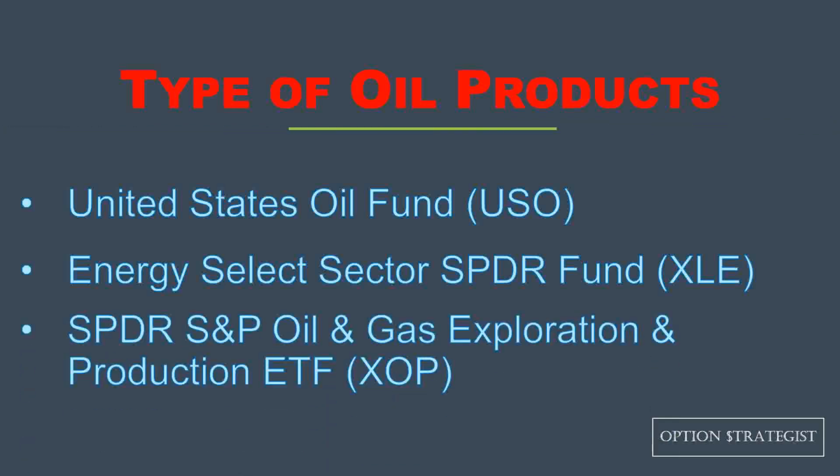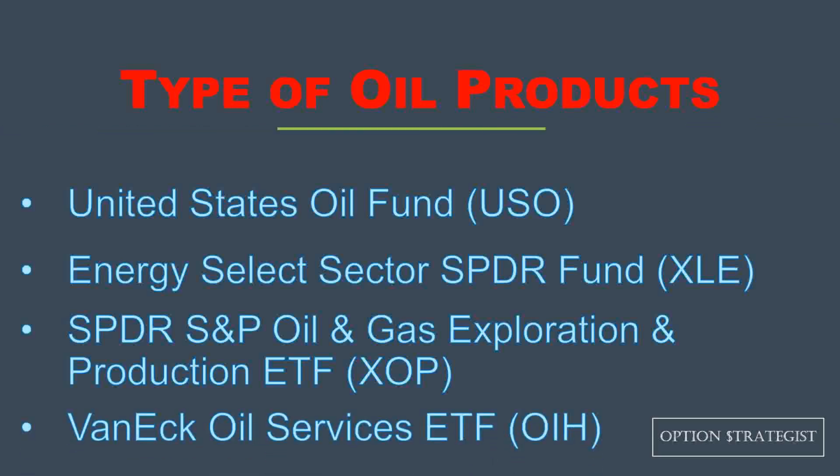Next is SPDR S&P Oil and Gas Exploration and Production ETF with ticker symbol XOP, which tracks an equal-weighted index of companies in the US oil and gas exploration and production space. Last but not least is VanEck Oil Services ETF with ticker symbol OIH. The ETF tracks the overall performance of United States listed companies involved in oil services to the upstream oil sector, which include oil equipment, oil services, or oil drilling.